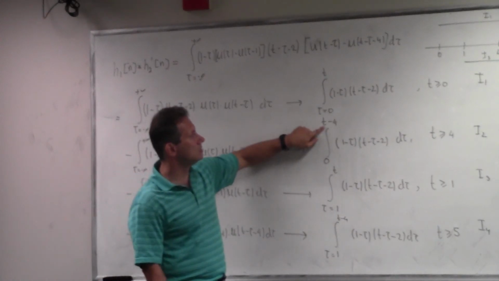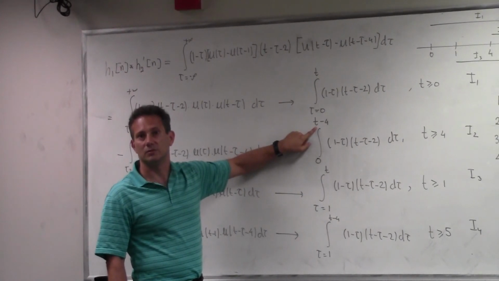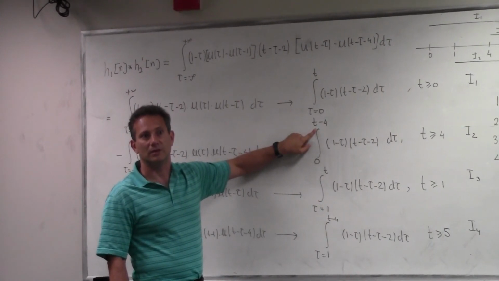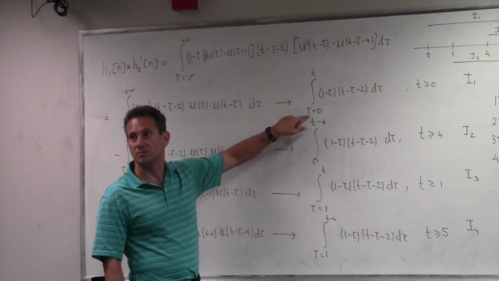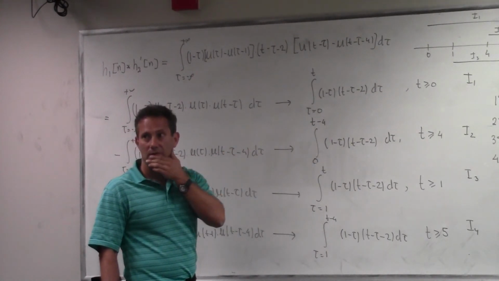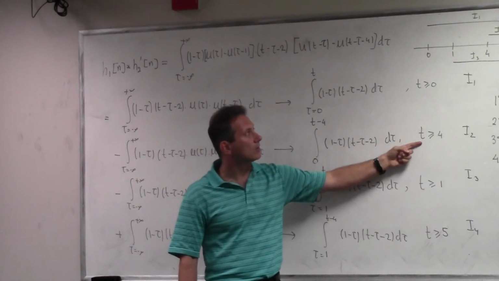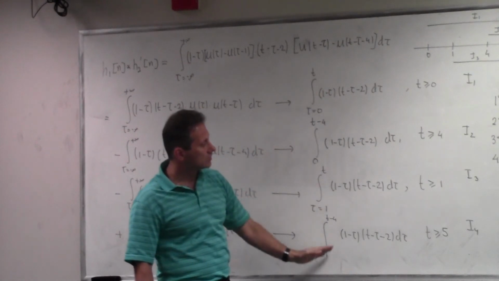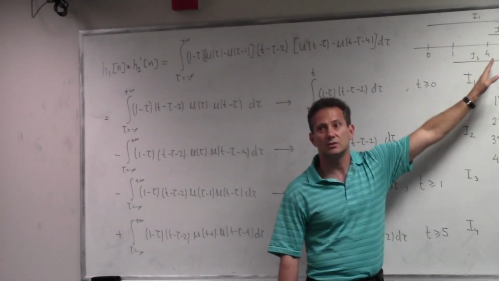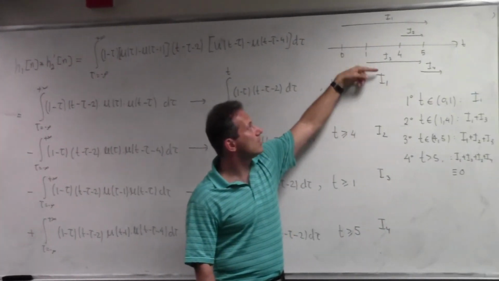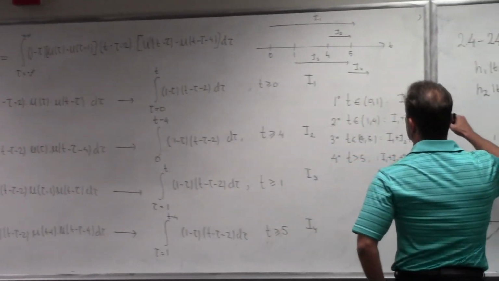Look at this one here. It goes from 0 to t minus 4. t has to be greater than 4 for this integral to have any value. Otherwise, the lower boundary is greater than the upper boundary. So this tells me this integral only exists when t is greater than 4. Then you plot your t-axis, put the boundaries of interest, and see which of these integrals plays a role. And in this case, I have 3 cases.